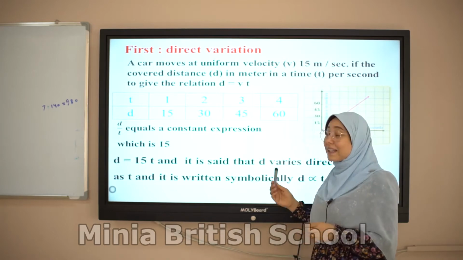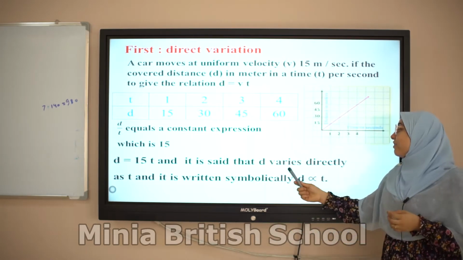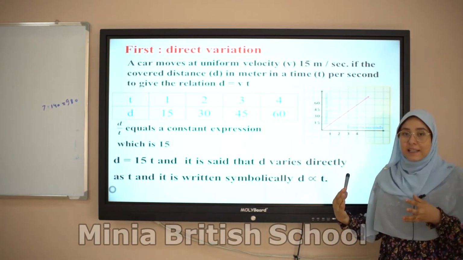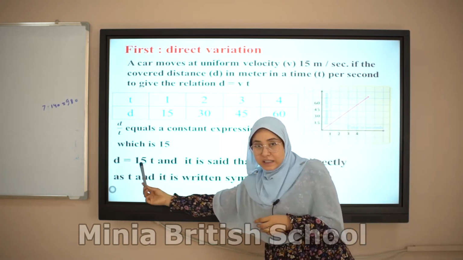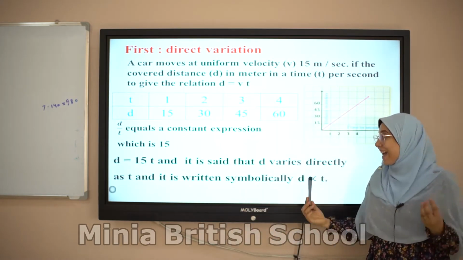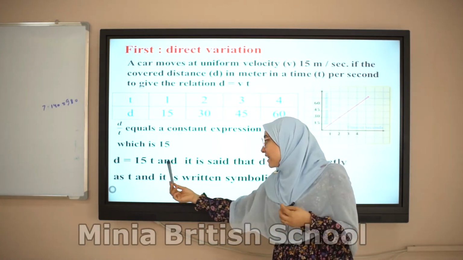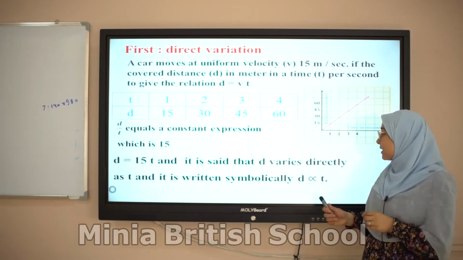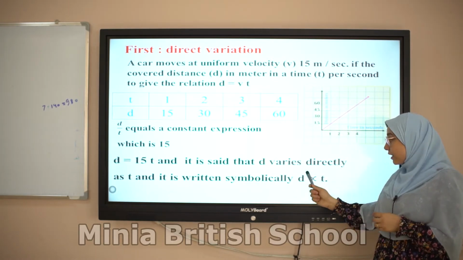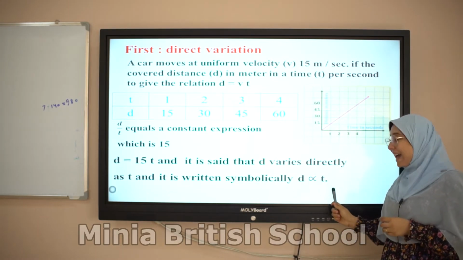And it is said that d varies directly as t. Here, d varies directly as t, and it is written by this symbol: d varies directly as t.